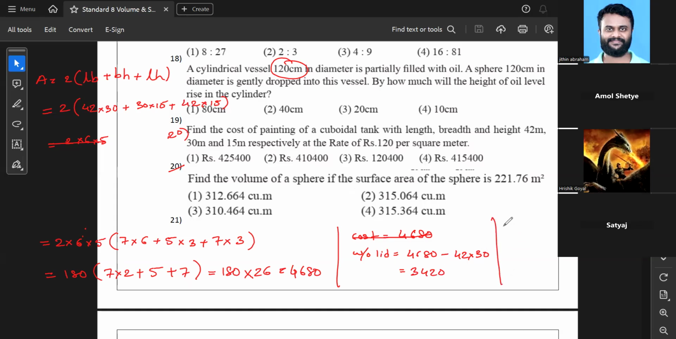But sir, they should mention this in the exam if such questions come, right? Yeah, absolutely. They should mention. Cost will be 3420 multiplied by 120. That is 410400.